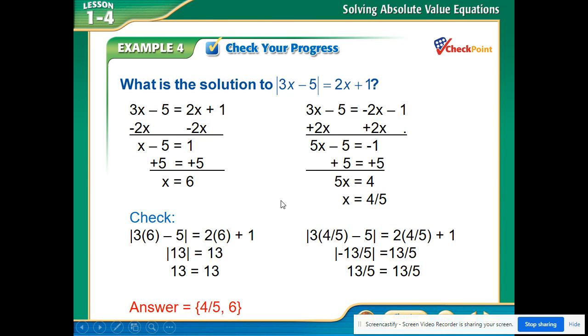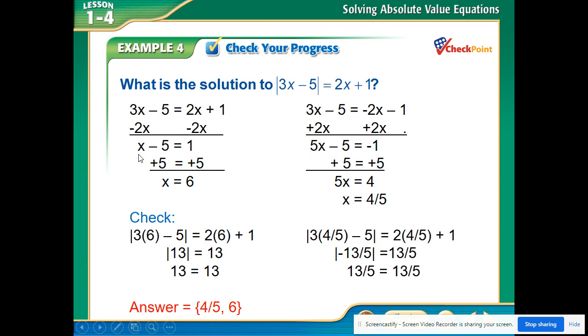Let's try one more. Let's try this one, and let's go ahead and try it out. So here's the positive side. 3x minus 5 equals 2x plus 1. And then we have 3x minus 5 equals negative 2x minus 1, because I have to do both of them negative. Subtract the 2 over. Here I'm going to add the 2 because it's opposite. So a little bit of difference.